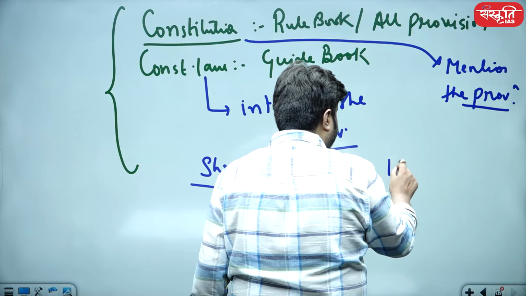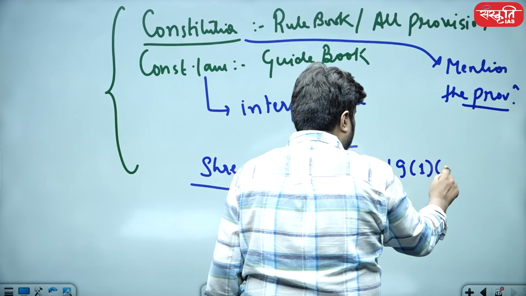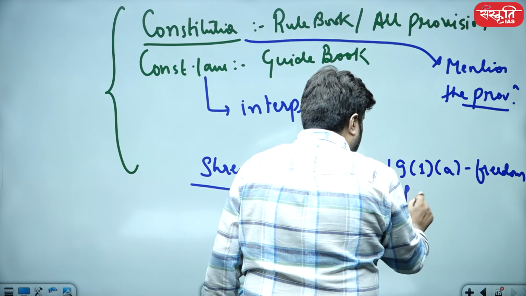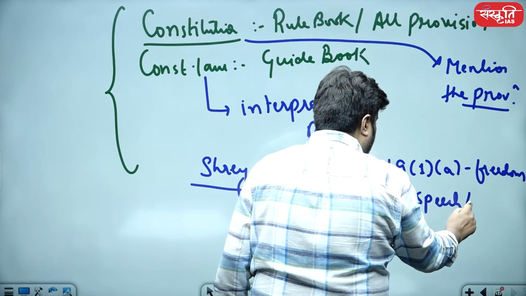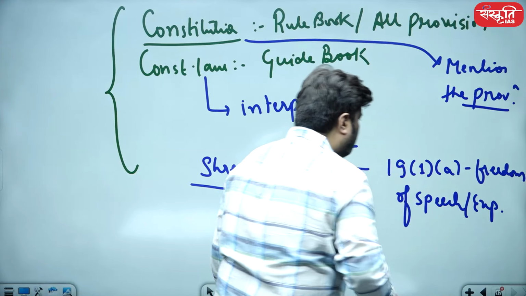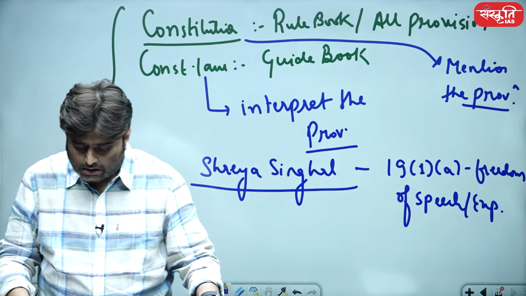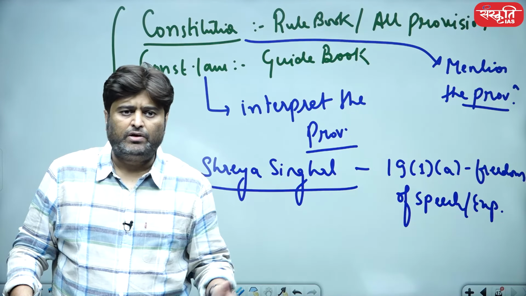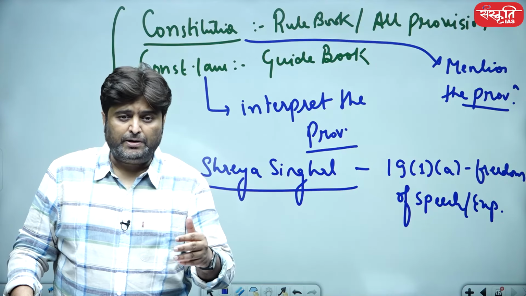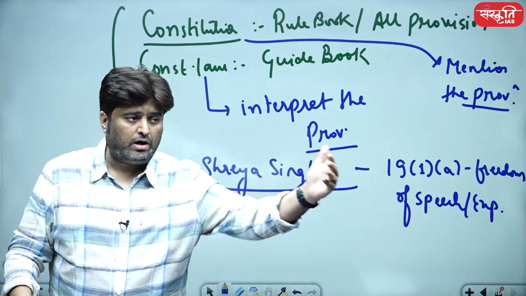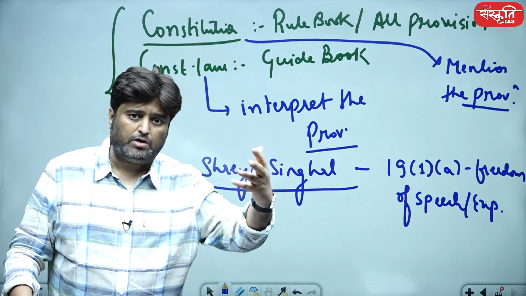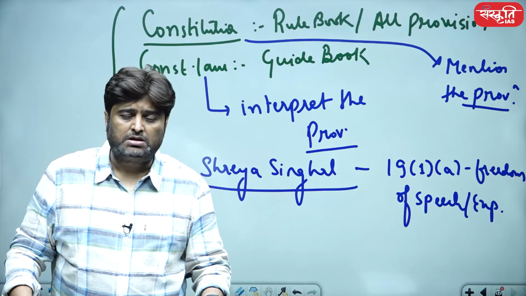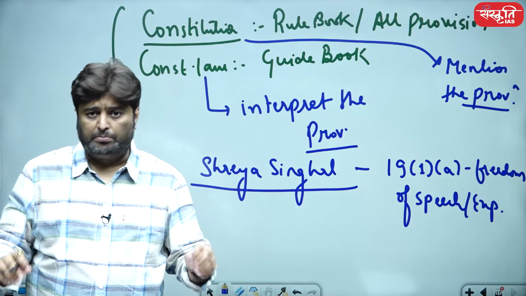First of all, what is Article 19(1)(a) of India's Constitution? Article 19(1)(a) is all related to freedom of speech and expression. Freedom of speech and expression that you are using on Twitter, that you are using on Instagram, because on Instagram you are expressing yourself. On Twitter you are writing yourself. On Facebook you are writing yourself. In newspapers you are writing yourself. In books you are writing yourself.